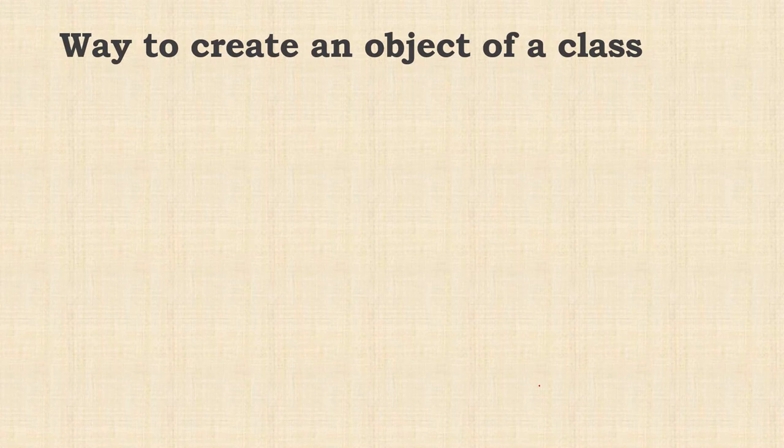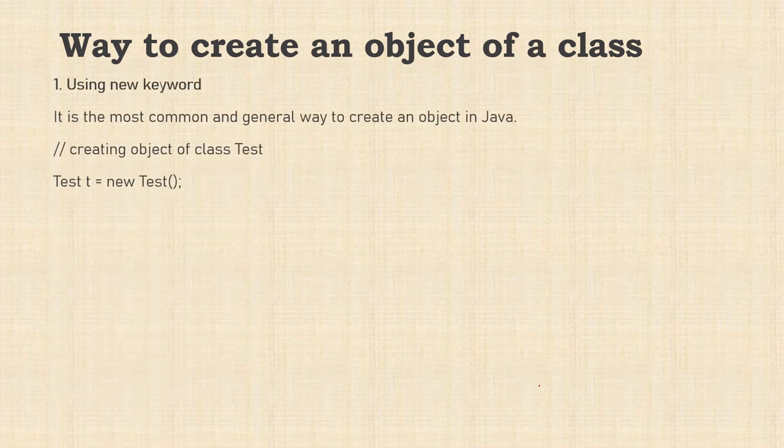Ways to create an object of a class. How many ways can we create the object of a class? We'll see one by one. First, using the new keyword. It is the most common and general way to create an object in Java. If you have a Test class, then Test t = new Test(). With the help of the new keyword, you can create the instance of any class.